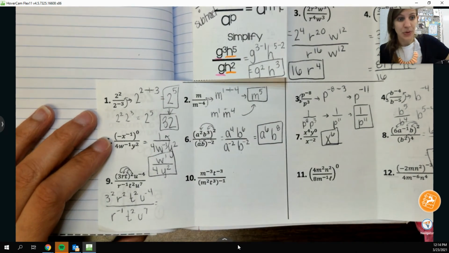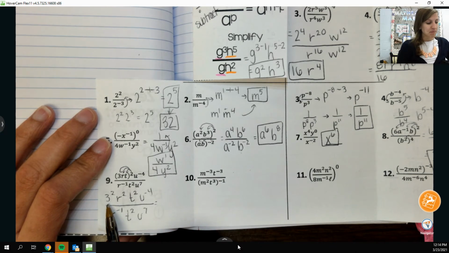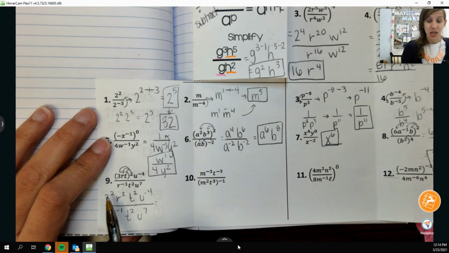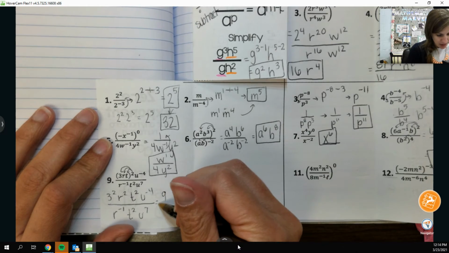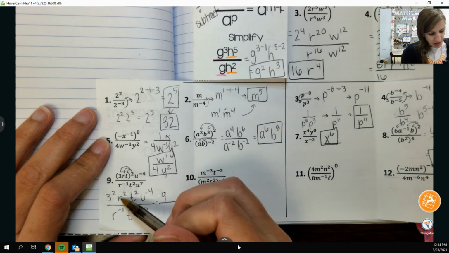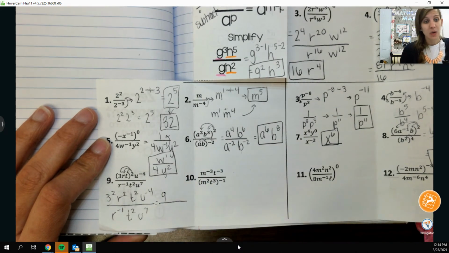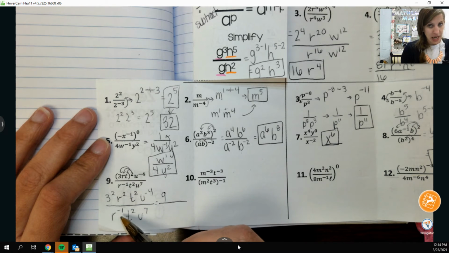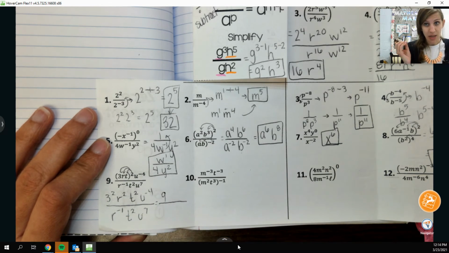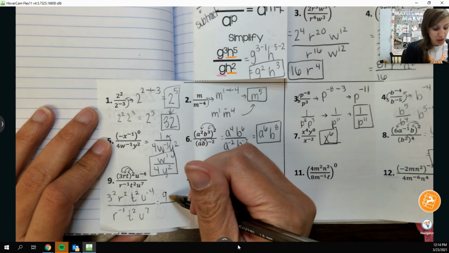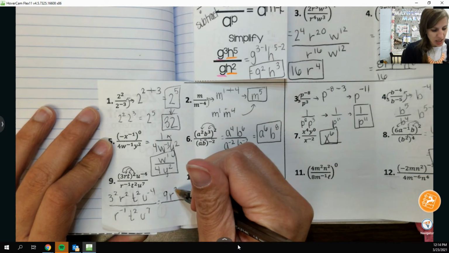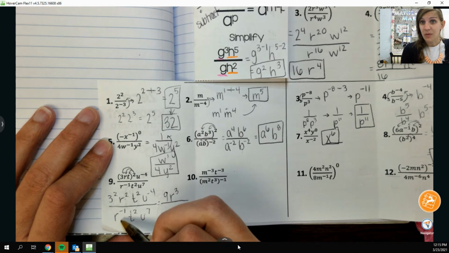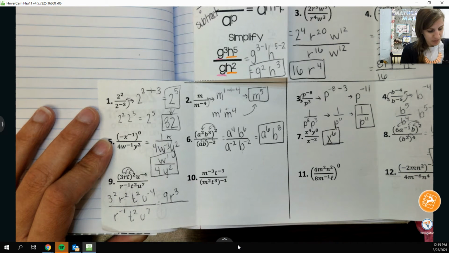Then as I go through, there's no other base of 3, so I'm just going to do 3 squared, that's 9. Now the r's match up, and so because I'm dividing, I subtract, and I do 2 minus negative 1. Double negatives is plus, so that's going to be r to the 3rd, and it's positive, so it goes to the top. And the 2 is bigger than negative 1, so it stays on the top.